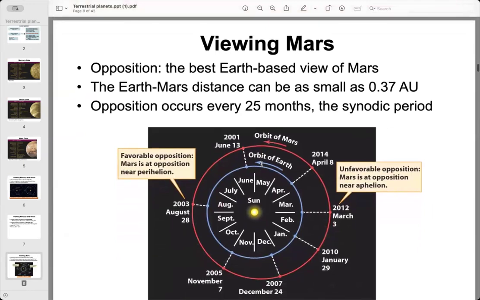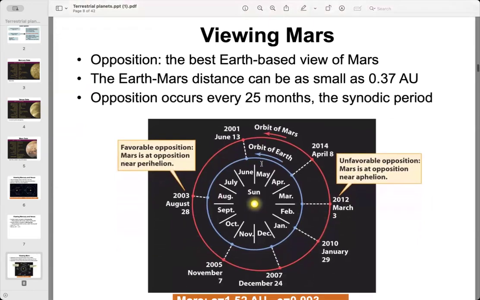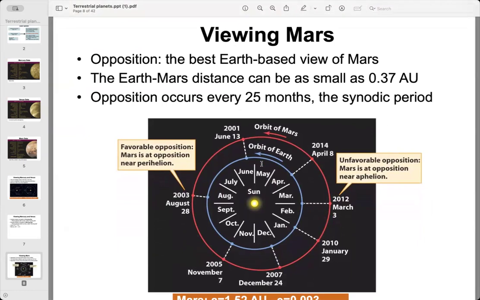Now, Mars, because Mars has an orbit bigger than the Earth's orbit, can be viewed even at midnight and at other times as well. The best time to see it is during opposition.